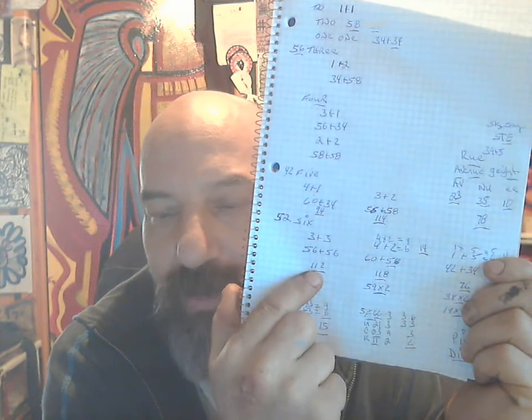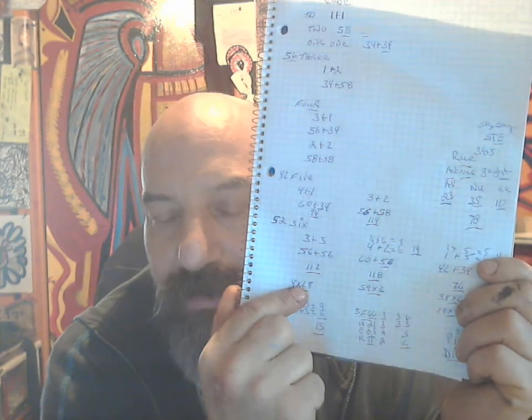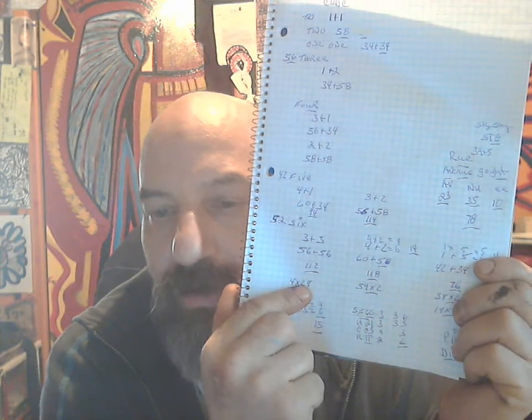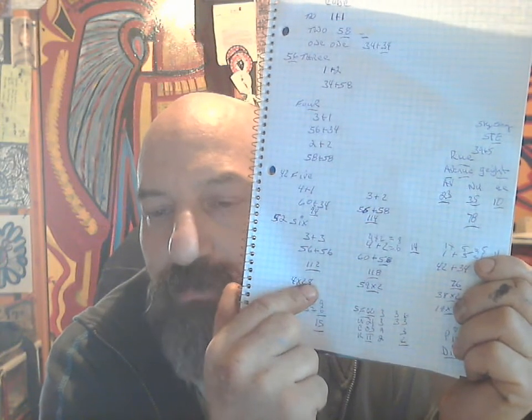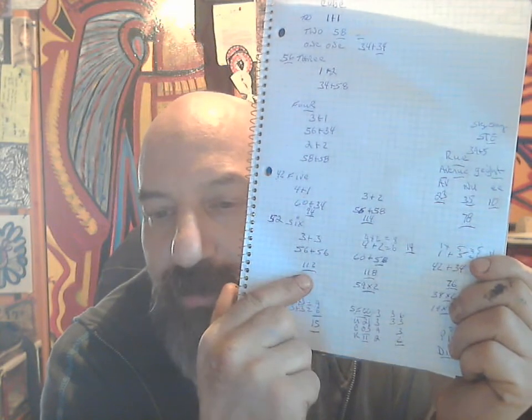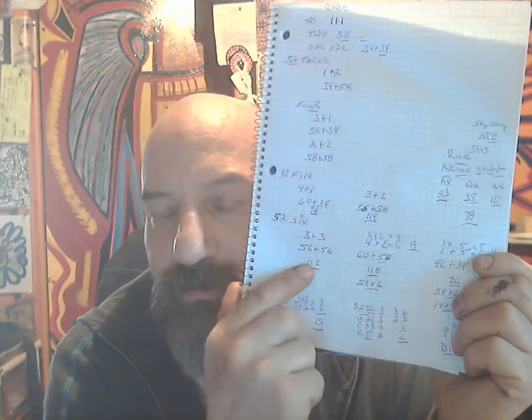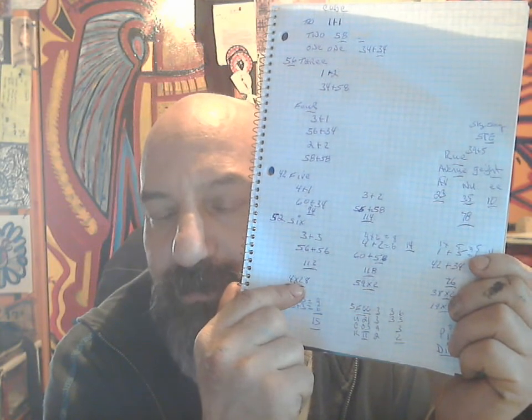4 times 28, 112, 4 moons. 1/3 of the year, right? 4, 4, 4, 4, 4, 1. So there's 3 4s and 1 moon in the center. So every moon has to move. Is that the way it works? 4 moons in 1, because we have 13 moons in a year.